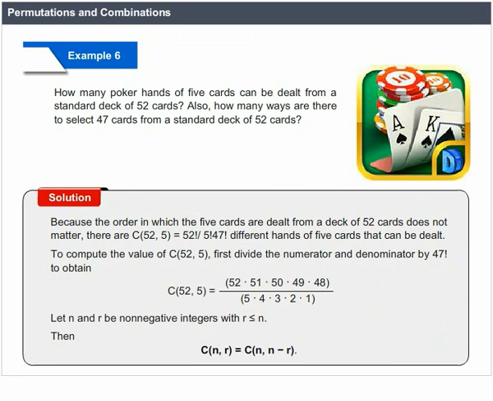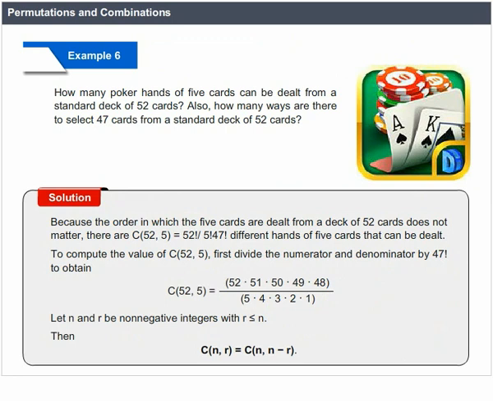To compute the value of C(52, 5), first divide the numerator and denominator by 47 factorial to obtain C(52, 5) equal to 52 × 51 × 50 × 49 × 48 divided by 5 × 4 × 3 × 2 × 1. Let n and r be non-negative integers with r less than or equal to n. Then C(n, r) equals C(n, n minus r).